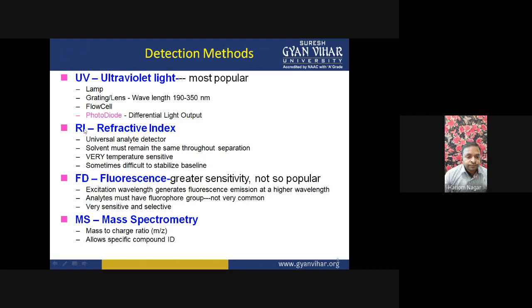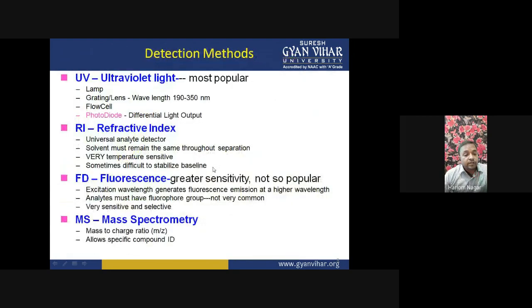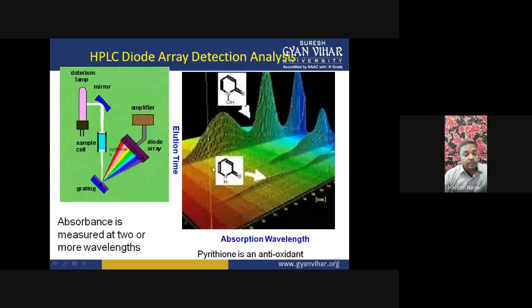We can also use RI, refractive index, and FD, fluorescence, and MS, mass spectrometry. So these are different types of detectors actually, right? We use actually the UV visible light for detection.